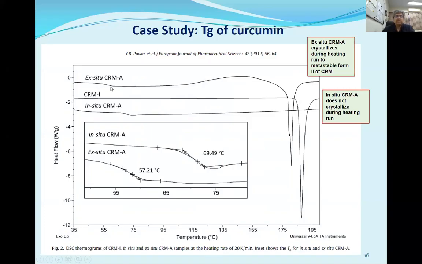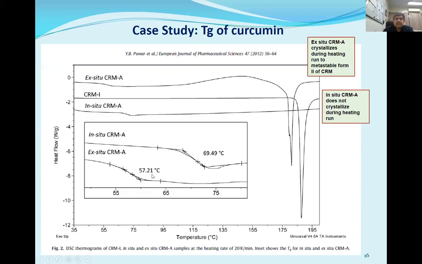Now, what this indicates is that the ex-situ sample tends to crystallize during the heating phase, and that crystallized material will then melt in the DSC heating. So this is the melting point of the crystalline curcumin. If we look at this event in the enlarged version, you can see the XC2 curcumin, or the amorphous curcumin, shows the Tg at 57.21 instead of 69.49, which was shown by the in situ sample.